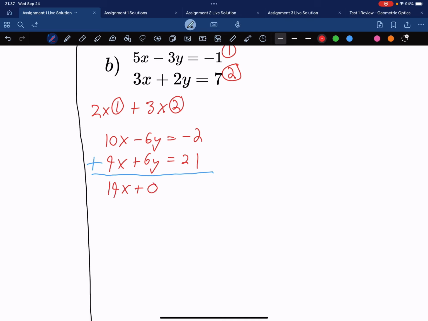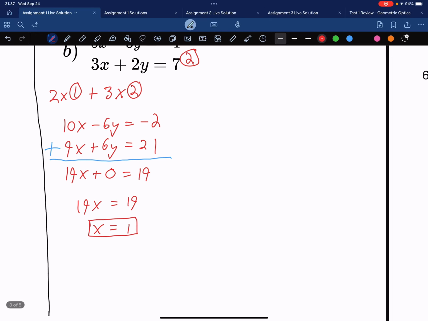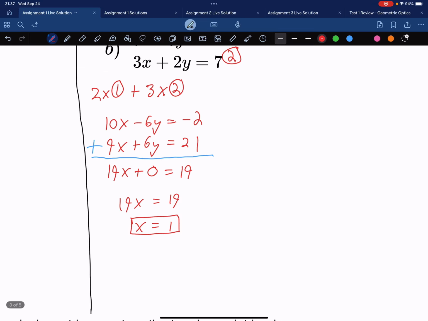This is going to be 0 equals 21 plus minus 2, or I guess minus 2 plus 21. Either way, positive 19. We are going to get 19x equals 19, and then divide both sides by 19, x equals 1. So this time we did have to do just a little bit of rearranging after the elimination. And now I'm going to sub this value back in. So I'm just going to write that over here because I have more room. Sub x equals 1.